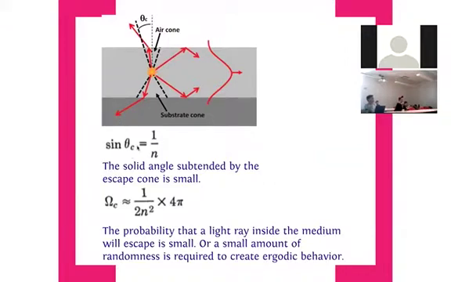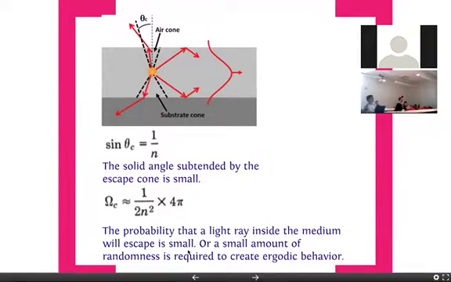Since we know from Snell's law sin theta c is 1 over n, the solid angle subtended by the escape cone is typically very small. This solid angle is roughly 1 over 2n squared times 4 pi. That's a pretty small number because n is typically very large, as we know from before. This whole thing is like 25, so 4 pi over 25 is a very small number. In other words, the probability that a light ray inside the medium will escape is typically small as long as the refractive index is high.